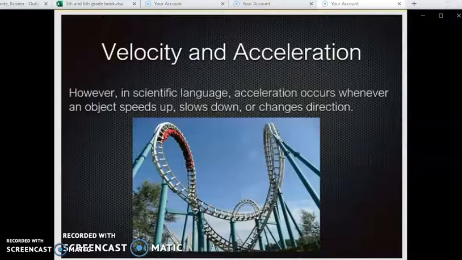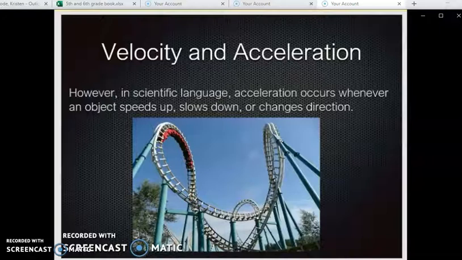Also, the third type of acceleration is when something changes direction. If I'm going in a straight line and then curving around, that's also a type of acceleration. Now, if I am looking at this roller coaster right here, a roller coaster is a great example of acceleration. Why would a roller coaster be a great example?